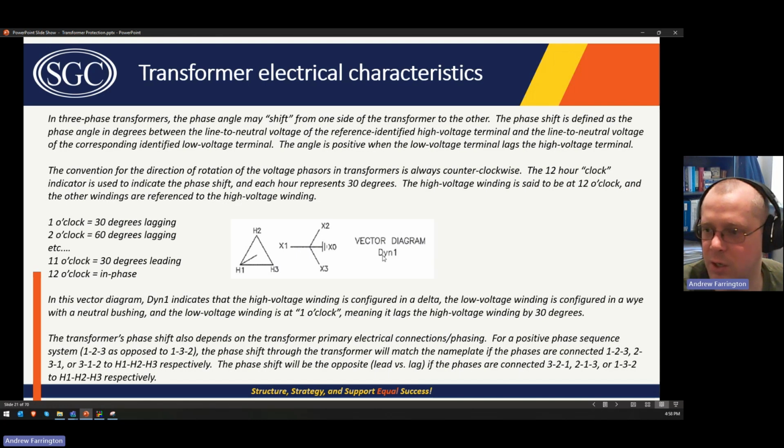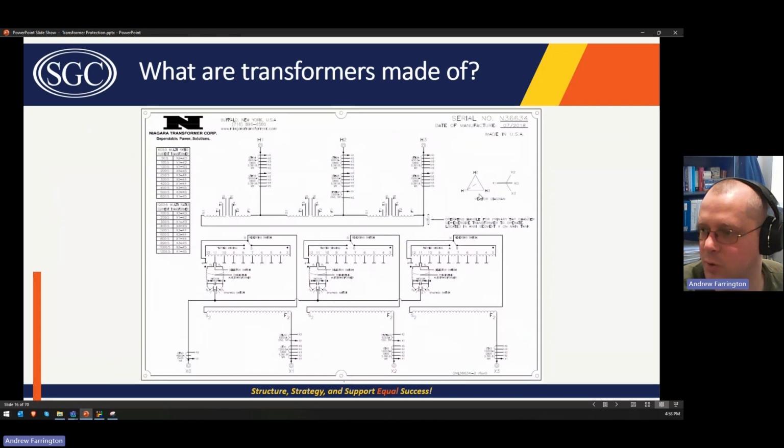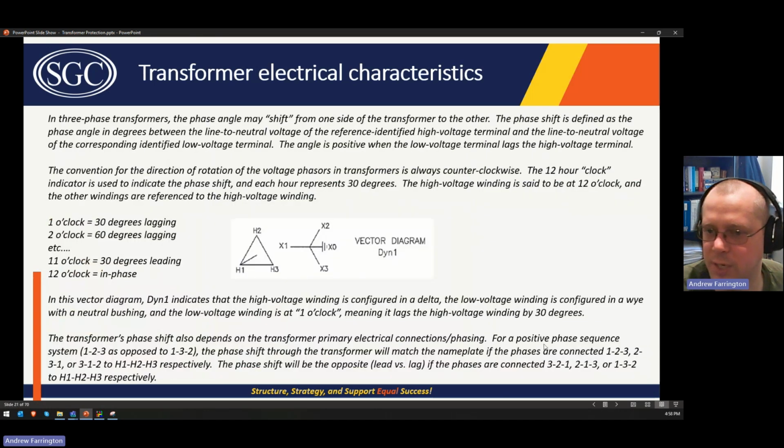Again, this is a DYN1 transformer vector diagram, and you can see that this matches that other nameplate I showed you. Even though it didn't say DYN1, we were able to determine that based on the vector diagram. This one's actually labeled. This paragraph is talking about the phase sequence that we discussed earlier. So re-review this if you need to.